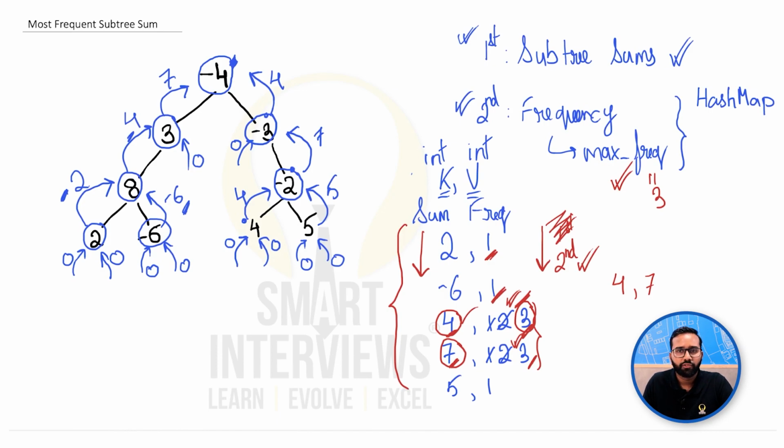Once this is done, we only have to iterate on the hash map, extract the subtree sums with maximum frequency, put it in a list, and return that list as the output. I hope you are clear with the logic over here. I highly recommend you pause the video over here, try to get a deeper understanding of the logic, and convert the logic into code in your language of choice. Let's see how the code will look like for this problem.